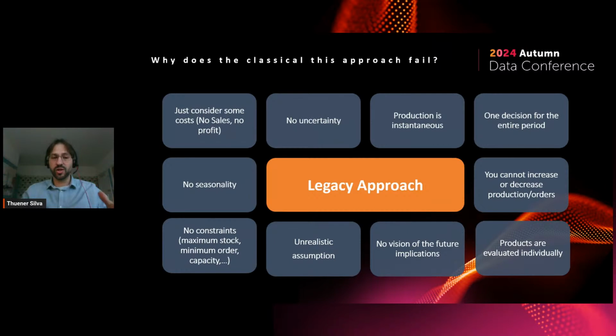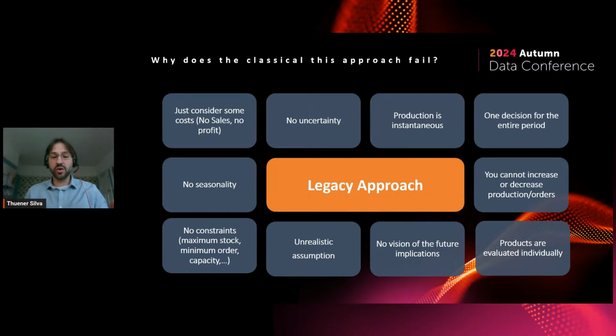There is a lot of fluctuation that you can have in your demand, and you have to change the decisions after you see changes in the demand. So sometimes you cannot increase or decrease the production orders, right? So it's a fixed amount. You don't have seasonality. There are no real constraints. This model cannot consider maximum stock capacity, or other very simple and realistic assumptions, right?